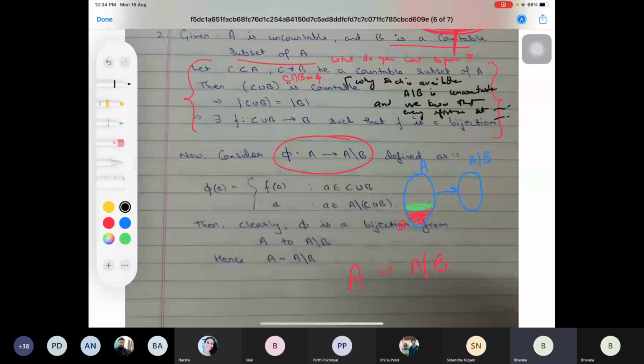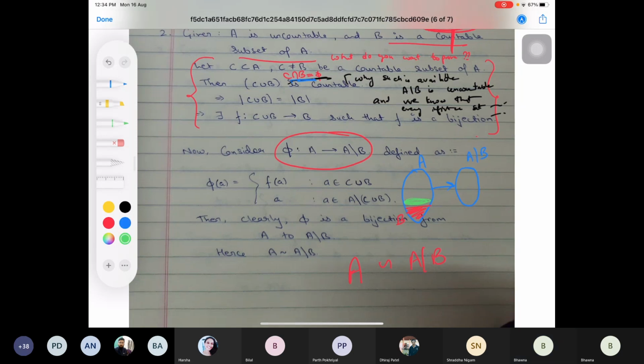Please just fill in the statements. If I choose C such that C is from A minus B, you see the colors are not matching, so that means they are disjoint. So now I can map this C minus B to just C. This mapping is equivalent. Rest all I'm mapping to itself, no change. So phi of a will be f of a for a belonging to C minus B.